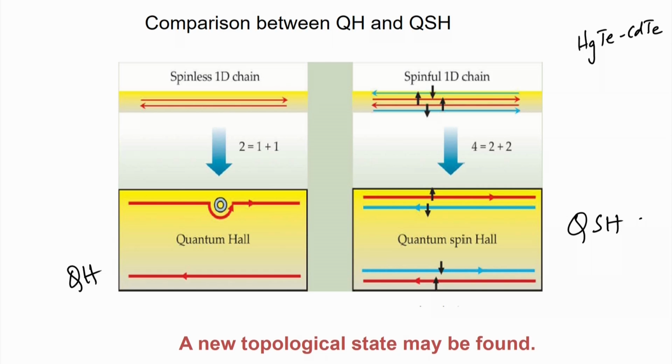These are quantum well structures where the quantum spin Hall effect is observed experimentally, and also there is a theoretical prediction which has finally been realized in actual experiments.